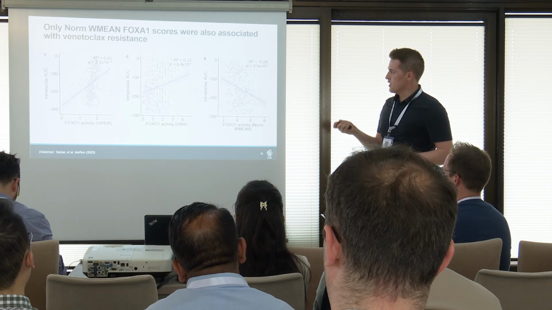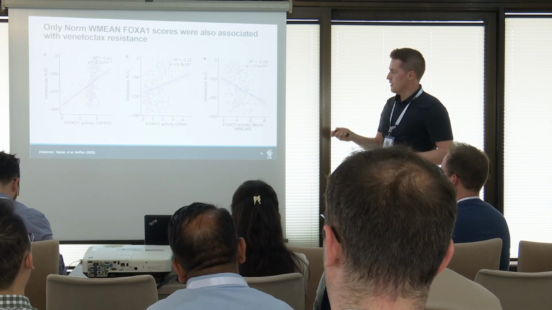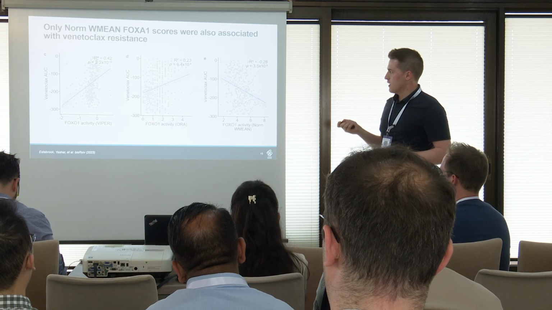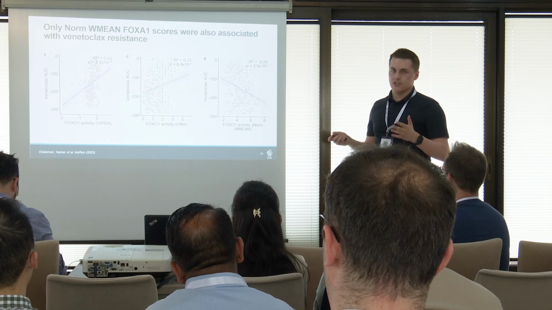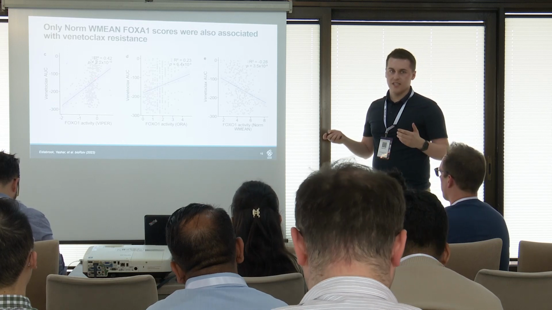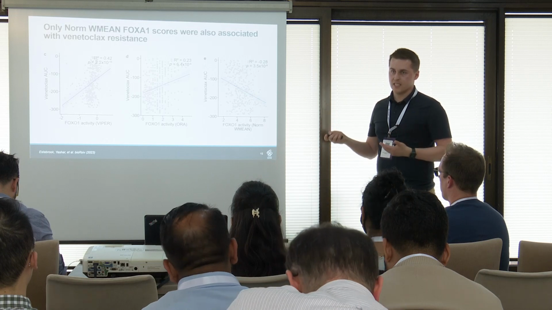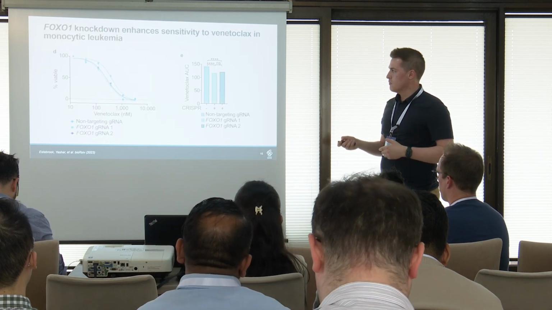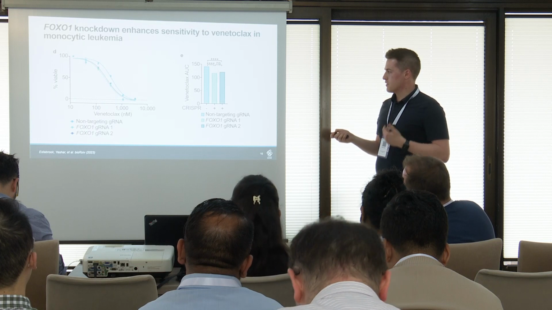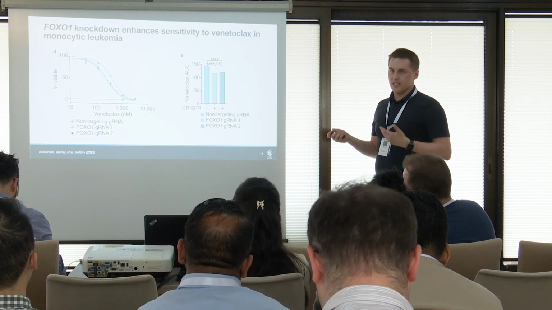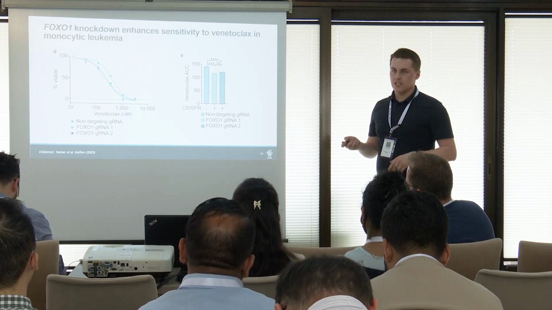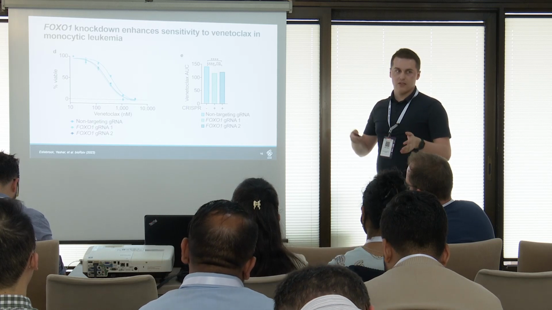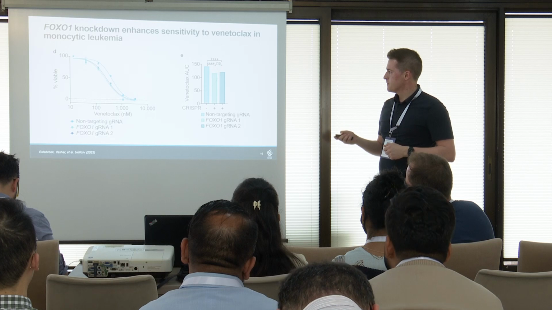Which is interesting because when we repeated this with the other methods, we saw that only norm W mean agreed with this hypothesis, whereas Viper and ORA said that it was associated with venetoclax sensitivity, giving us an imminently testable hypothesis. So when we knocked down FOXO1 in monocytic AML leukemia cell lines, we saw that it sensitized these cells to venetoclax, consistent with our prior and norm W mean's hypothesis.